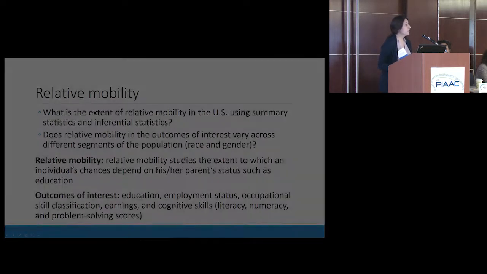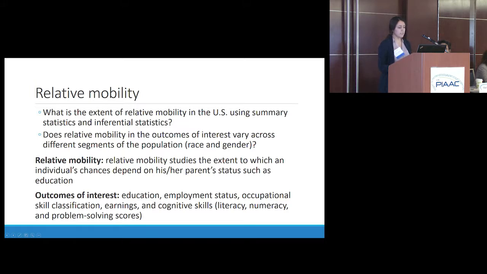The next question is about relative mobility. Relative mobility studies the extent to which an individual's chances depend on his or her parents' status, such as education in this research. So we are looking to see what the extent of relative mobility in the US is, using both summary statistics and inferential statistics through regression analysis. Then we will see if this relative mobility varies by different segments of the population, such as by gender and different racial groups.